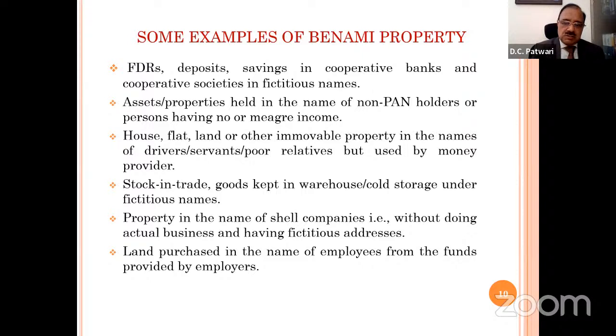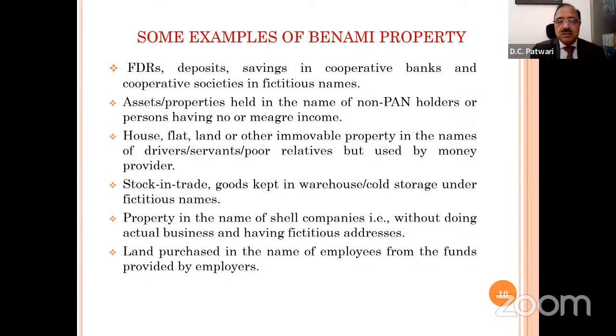It has been noticed, in fact, in the past that certain cooperative banks and cooperative societies were having fictitious accounts and deposits. And all those are examples of Benami properties. Assets or properties held in the name of a non-PAN holder or a person having no or meager income. This can be a potential Benami property.